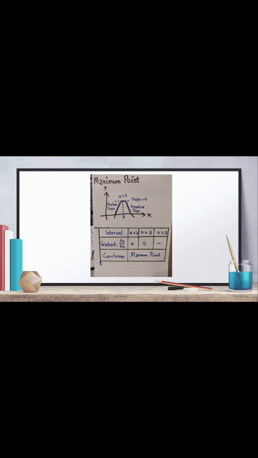So let's go to the maximum point. If the interval is x less than a, the gradient is positive. If x equal to a, the gradient is 0. If x more than a, the gradient is negative. And that is a maximum point.